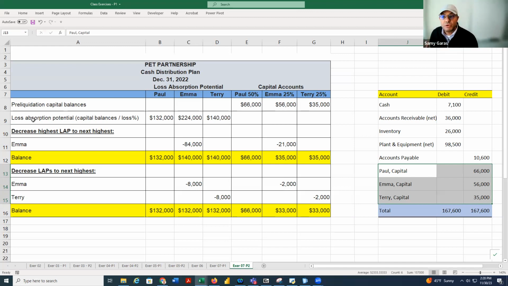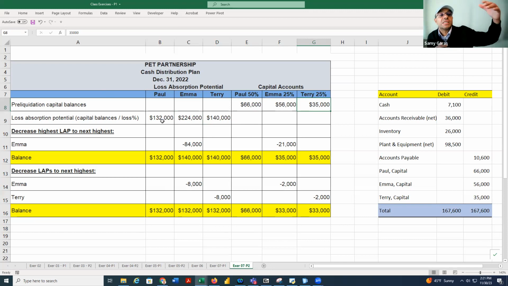So how can I get the loss absorption? I take his capital divided by his ownership percentage. So we take 66 divided by 50%, we get 132. Then we take 56 divided by 25%, 224. The same thing for Terry. So how do we get the loss absorption? We take their capital and divide by the ownership percentage. You can tell that now Paul can take the least amount of absorption, 132.